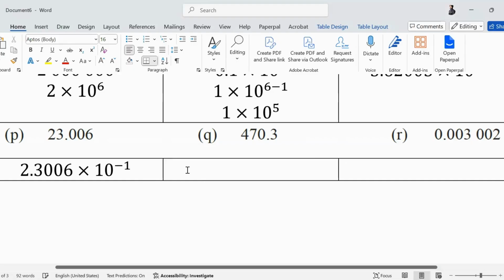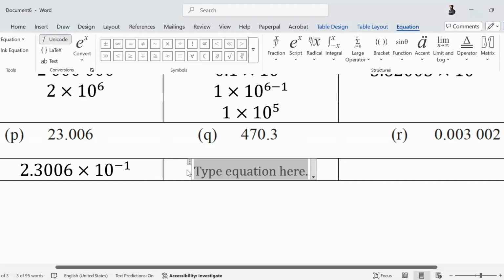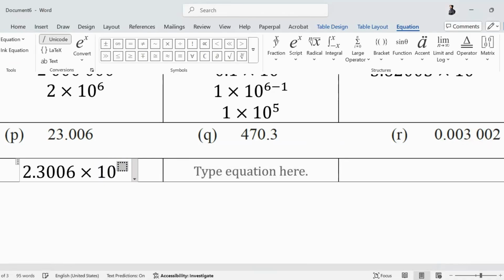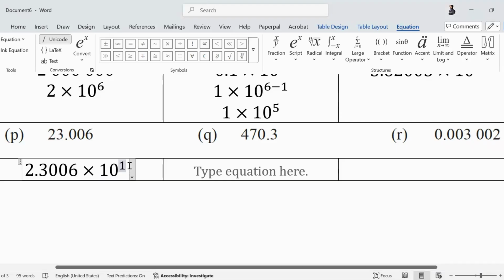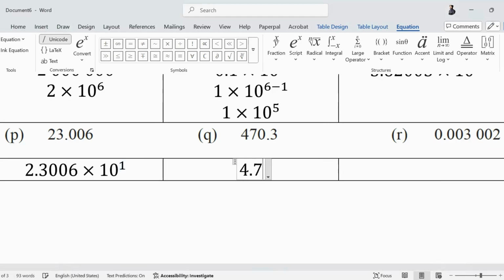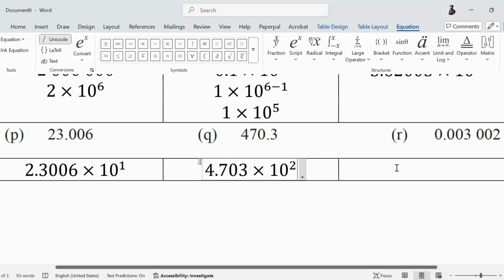About this, 2 सही है सही। इसमें भी सॉरी -1 नहीं, इसमें +1 होगा, माय बैड, +1 होगा। हमने लेफ्ट पे मूव किया है। If we reduce the number, we'll have to increase the exponent. 4.703 exponent 2. What about part R?